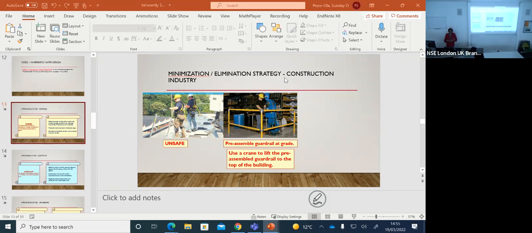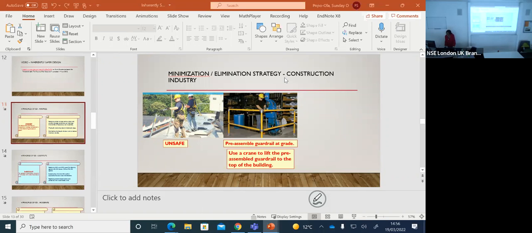Minimization, if you're looking at it that way, could also be minimizing or reducing the likelihood of someone falling over. Because remember, I said the definition of inherently safer design is you start by avoiding or eliminating. If you can't avoid or eliminate, you then look for a way to reduce the likelihood of the accident happening. Or if the accident does happen, you look for a way to reduce the effect, the impact on people. So in this case, it's minimizing their likelihood of falling over to the bottom of the building. So that's an example of a minimization or elimination approach.